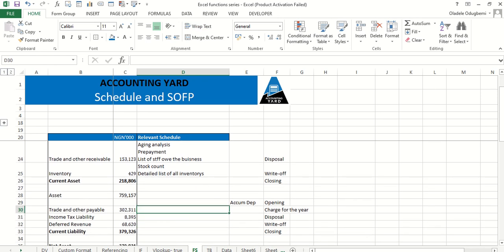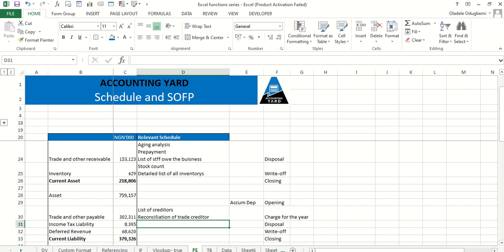Your trade and other payables. Here, for your trade creditors, you can have a list of all creditors and how much you owe them. Depending on the nature of the business, you can have reconciliations with them, to confirm that the values your vendors say you owe them is what you are carrying in your books. Another thing you could have is a movement schedule.